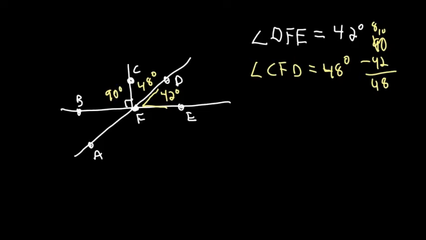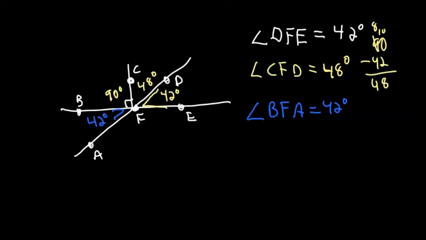Now angle BFA, that is vertical to DFE. Because they're vertical, that makes them congruent. So we don't have to work out anything there. We just know that equals 42 degrees based on the property of being vertical. All vertical angles are congruent.